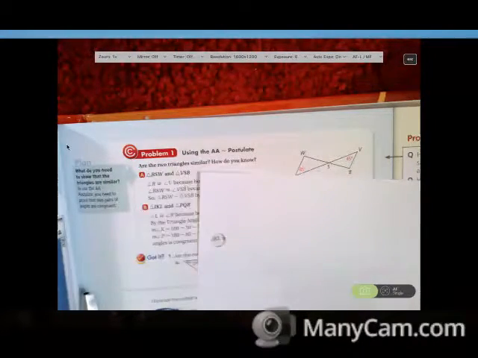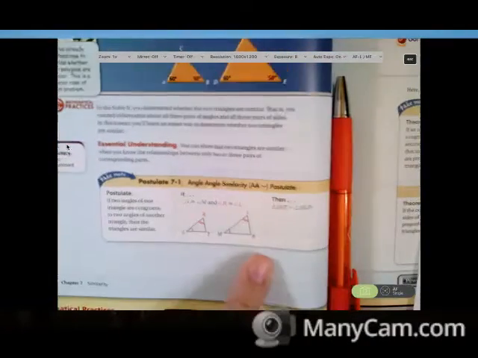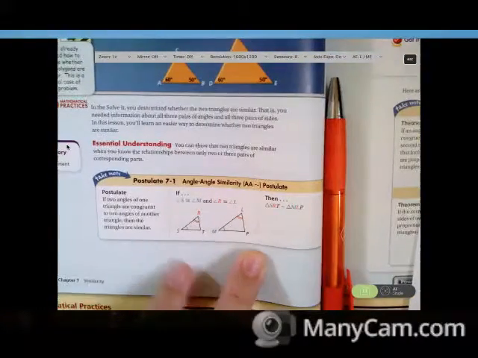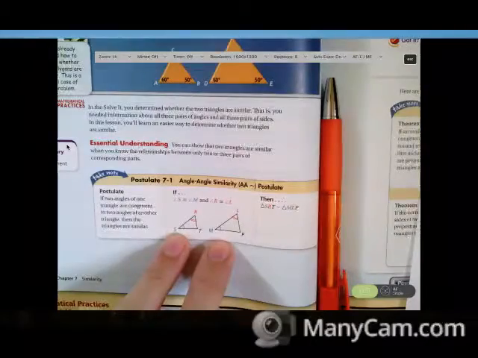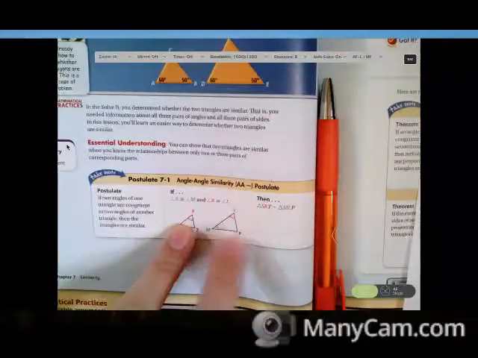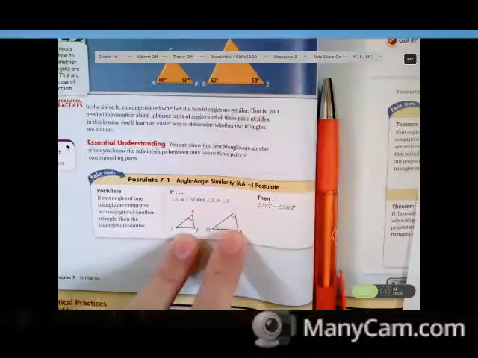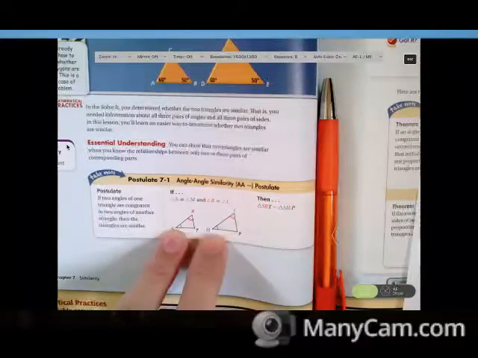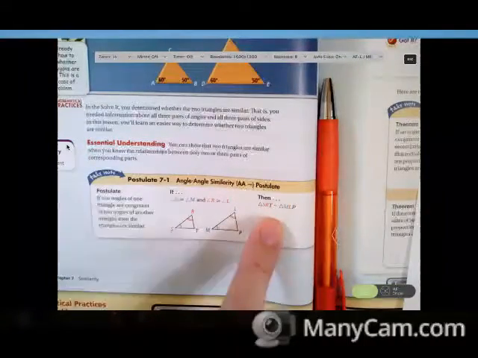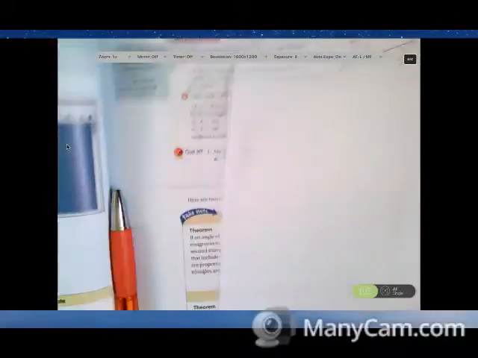We are in section 7.3, proving triangles similar. Alright, so the first thing you need to know is the AA postulate. That means if angle S is congruent to angle M and angle R is congruent to angle L, then these two triangles are similar. If the corresponding angles are congruent, then the triangles are going to be similar.